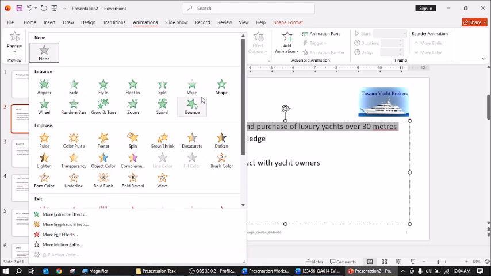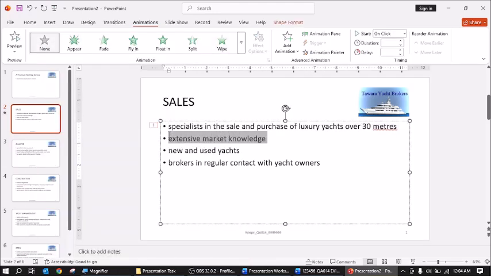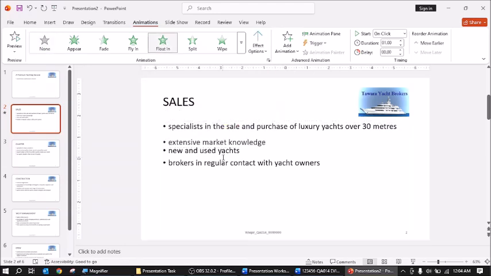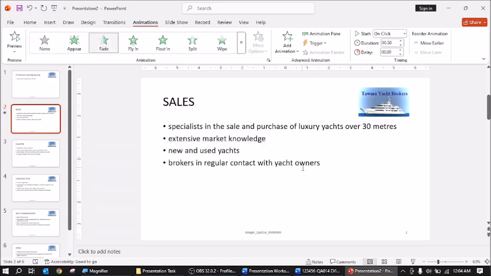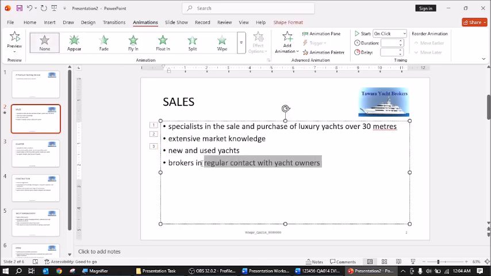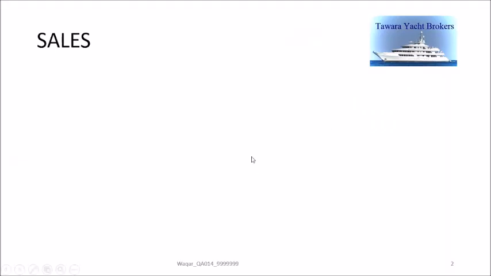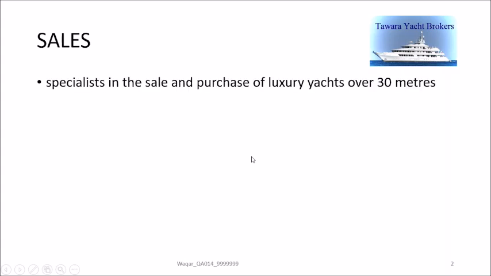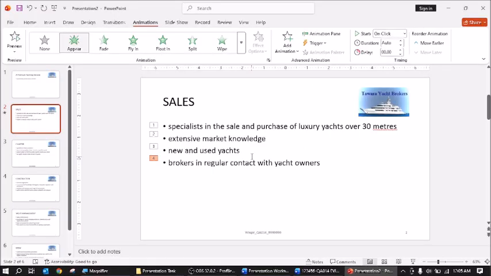Like number 1, it will appear like that, and number 2, it will appear like that. Now I want to use another one. Okay, so this one is the fourth one. Okay, now Appear. Now let's see if this is working or not. So you have to click on Slideshow. So yes, click on that, and that, and that. Okay, they are appearing one by one.